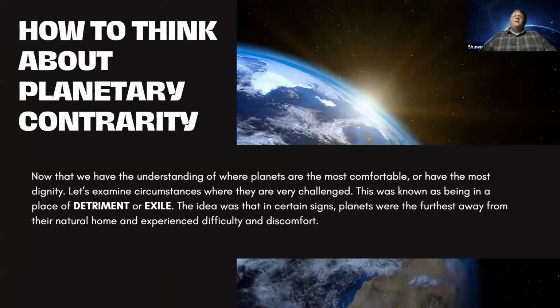So the next thing that the Thema Mundi was used to help anchor students in was ideas about the basic natures of the planets. So now that we understand where the planets are the most comfortable or have the most dignity, which is a term we use a lot in astrology, let's now examine circumstances where planets are very challenged. This was known as being in a place of detriment or exile. The idea was that in certain signs, planets were the furthest away from their natural home, and then therefore they experienced more difficulty and discomfort.